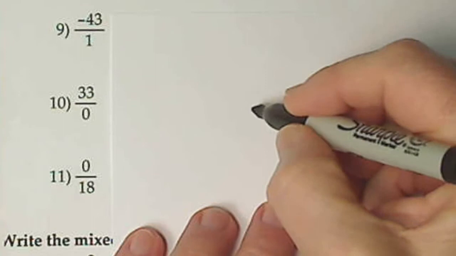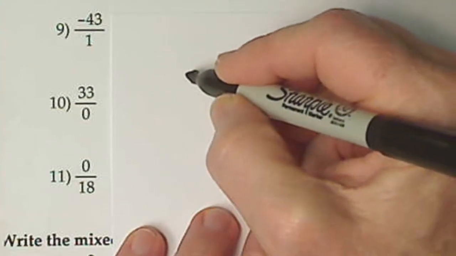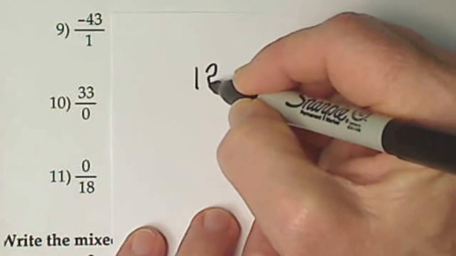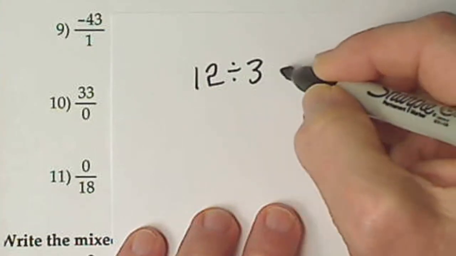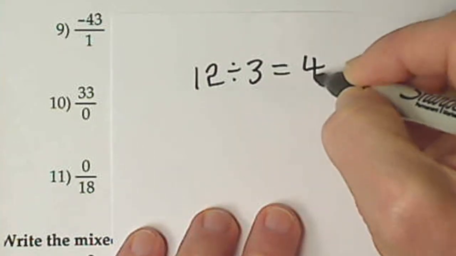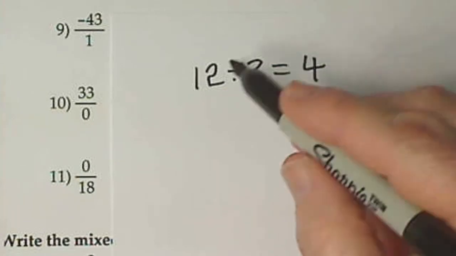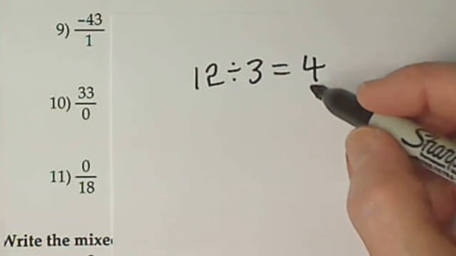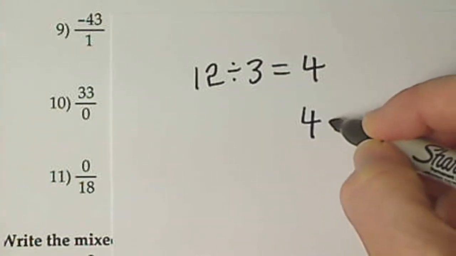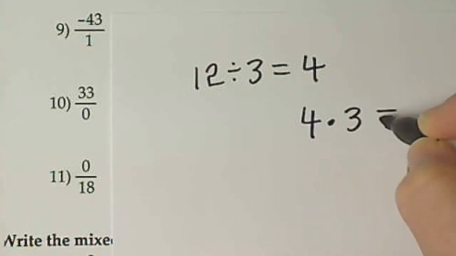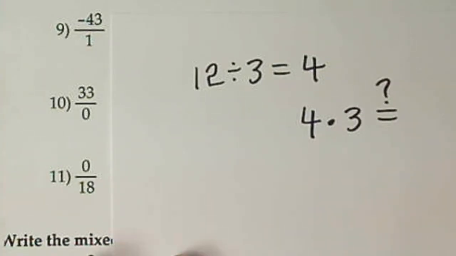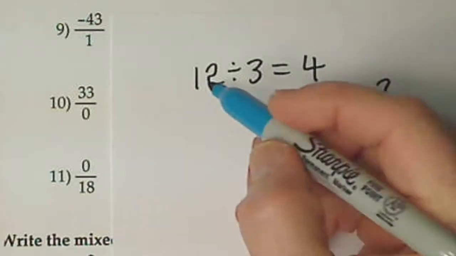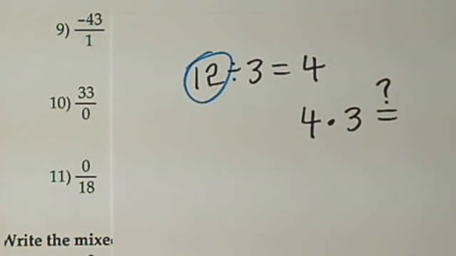If I say 12 divided by 3 is 4, the meaning of division is if I check this and say 4 times 3, I'm supposed to get what I started with. And in fact, I get 12. So that worked. Let's do one more example.